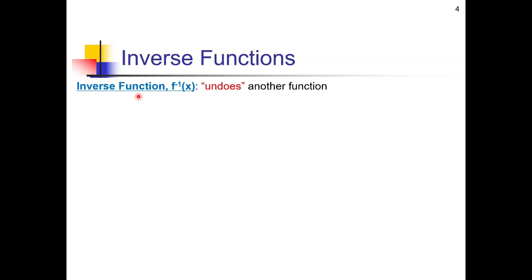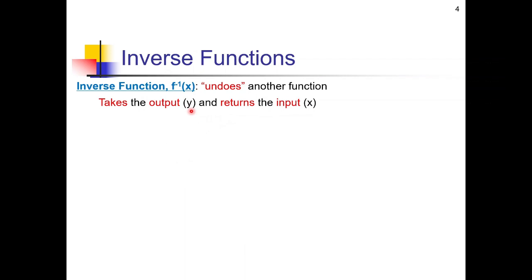For the notation on inverse functions, there's a little negative 1 exponent next to the function name to indicate that it's an inverse. This is not reciprocal, this is actually inverse, f inverse. An inverse function undoes another function. Again, like addition and subtraction, those are inverse functions. But the ones we're talking about are going to be a little more complex than just a one-step inverse.